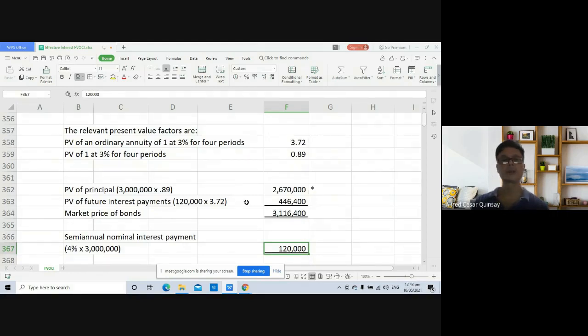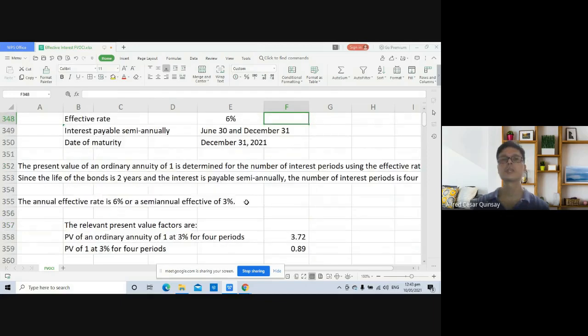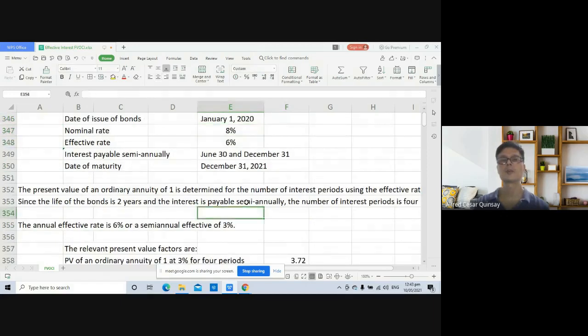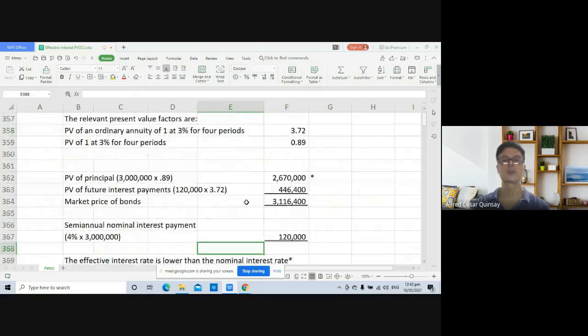Okay, and therefore yung semi-annual nominal interest niya, that's 4% of 3 million. Naalala natin bakit 4%? Kasi 8% yung nominal rate. Therefore, 8% divided by 2, that's 4%. So 4% times 3 million, that's 120,000.